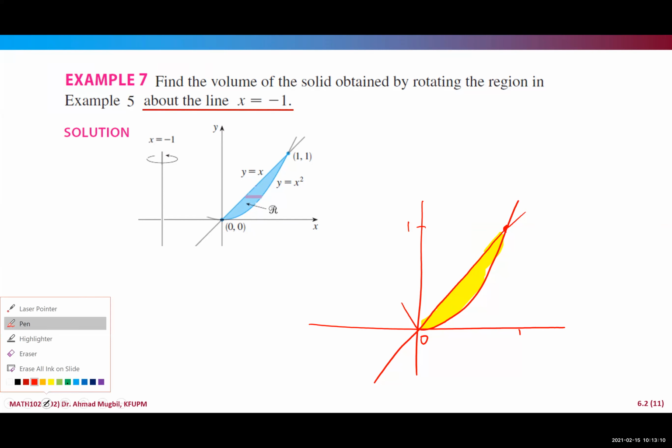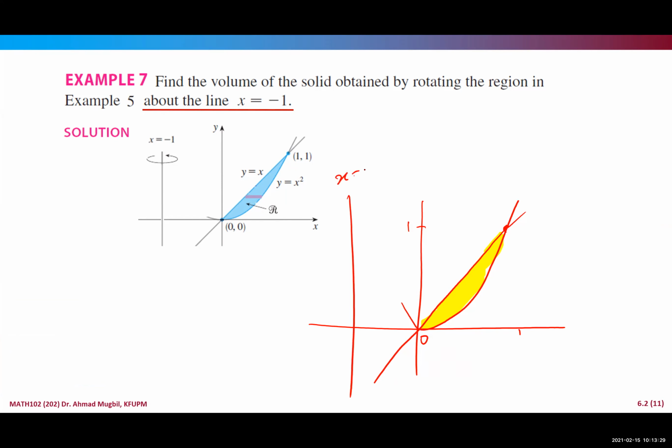How to find that also? Again, the same question, I will repeat it. What should we do? Always keep this in mind, Shabab: first of all, we should determine where is the axis of rotation. This is the axis of rotation. So this is x equals -1. This is the axis of rotation. Good. Next.